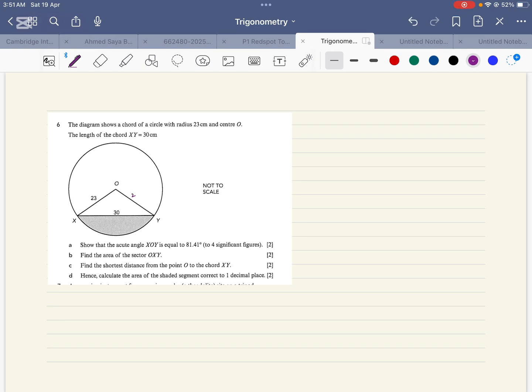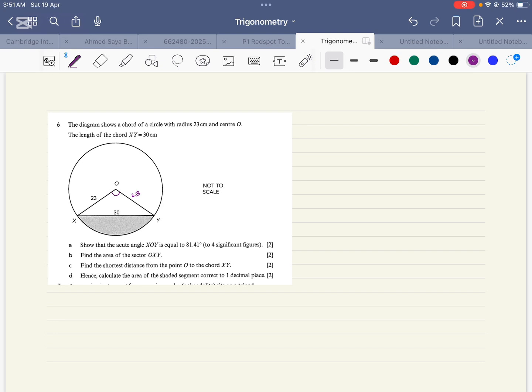The question says the diagram shows a chord of a circle with radius 23 centimeter. So naturally this is also 23 centimeter. Length of the chord is 30. Show that the acute angle XOY, meaning this one, is 81.41 to 4 significant figures. We have to show this, so we have to apply a property of the circle, which you will be able to see in the video of circle theorems.